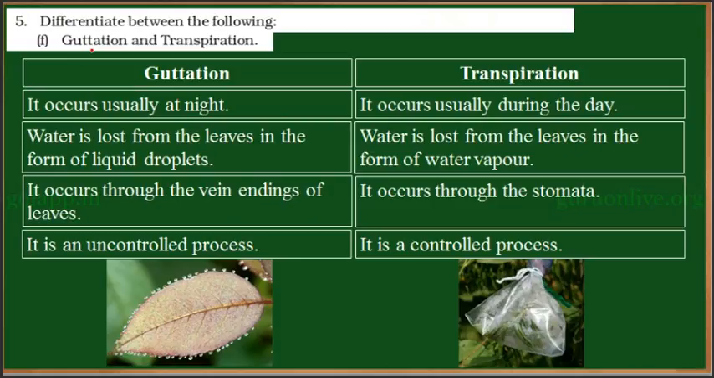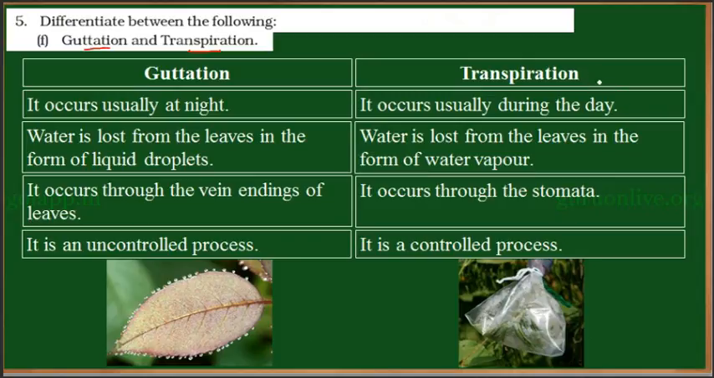Now the last part, that is the difference between guttation and transpiration. Now let's learn what the differences are between guttation and transpiration. So we know that plants absorb water from the roots and this water is transported to the stem. Plants absorb water throughout the day, and from this 90% of the water is lost, and this water is lost in the form of transpiration.